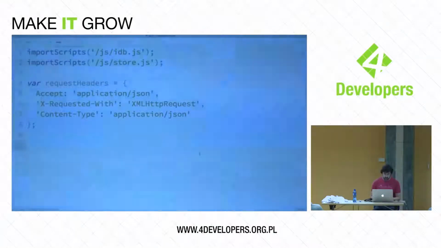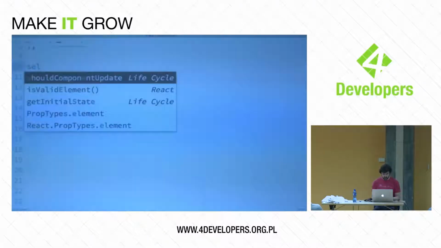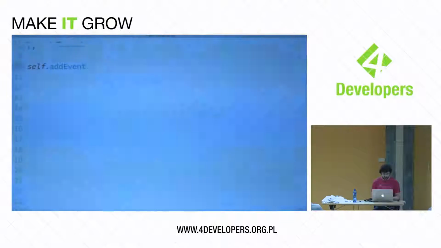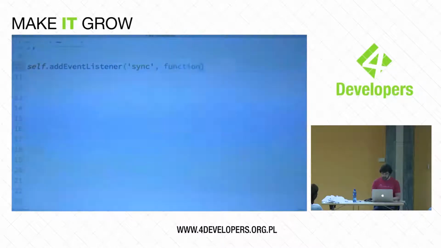So here's my service worker. Up the top, you can see I'm importing IDB for the database promises stuff, and then that store file that I showed you as well. And these are just the request headers that I'll be passing down. I didn't want to have to write that out. So we are going to call on self. Self is the service worker itself within this file. And we're going to listen for the sync event.